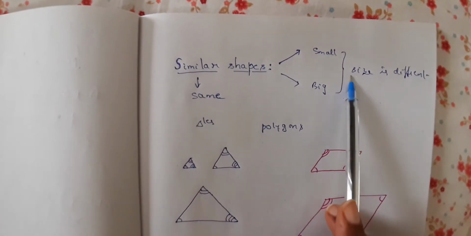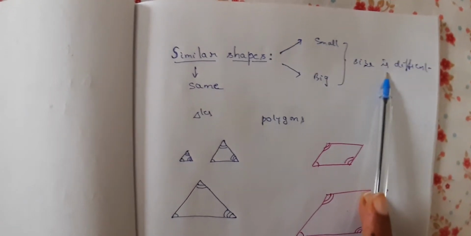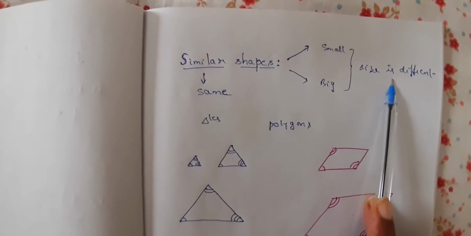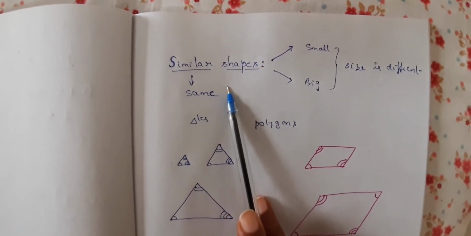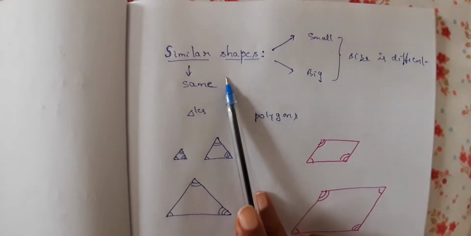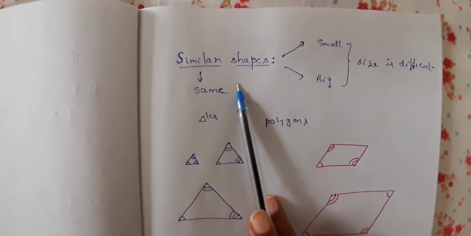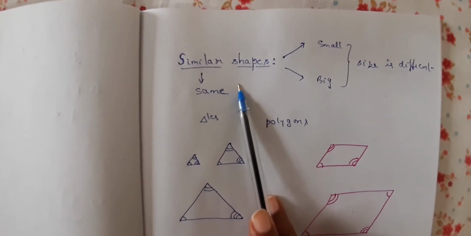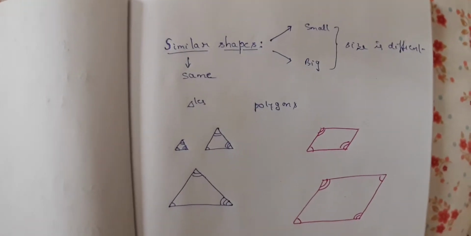That means the size is different and the shapes are the same. Such figures we call similar figures. They look alike but they are not of the same size.